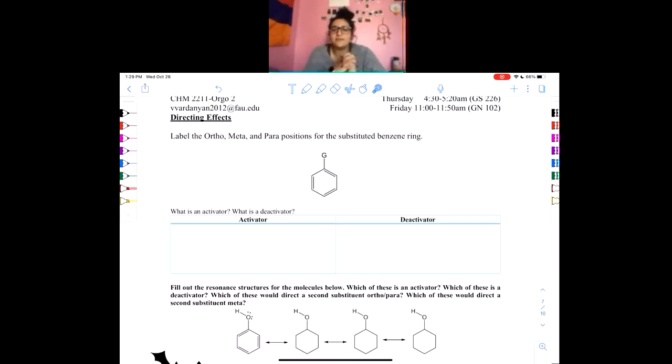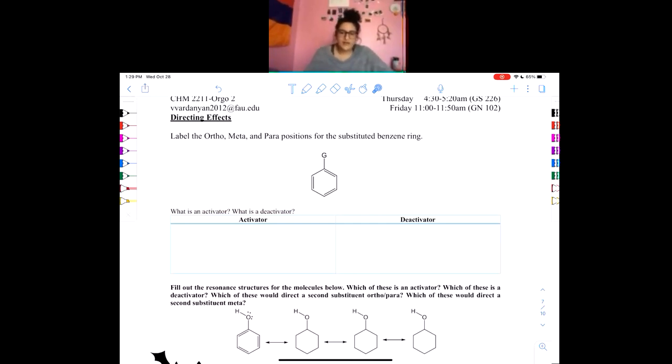And then someone said, is that before or after substitution? That has to be after the first substitution. Before you add a group, there is absolutely no difference between any of the carbons. But once you've added a group, then you can have these effects.